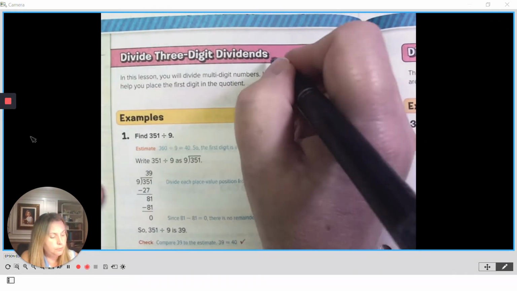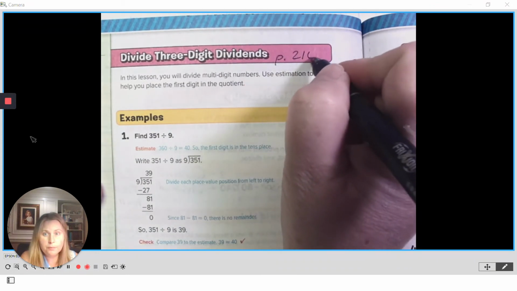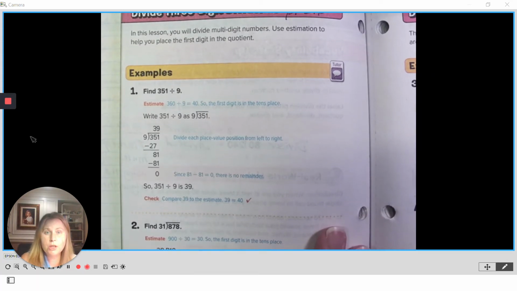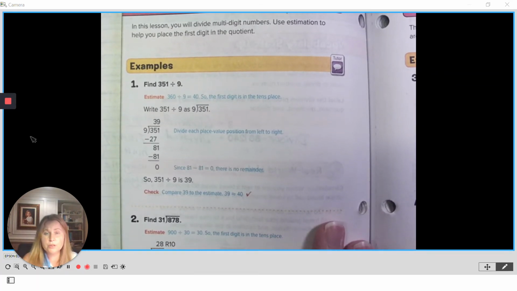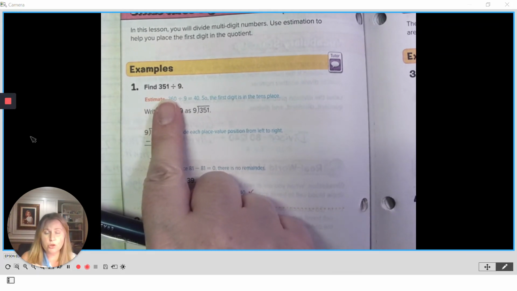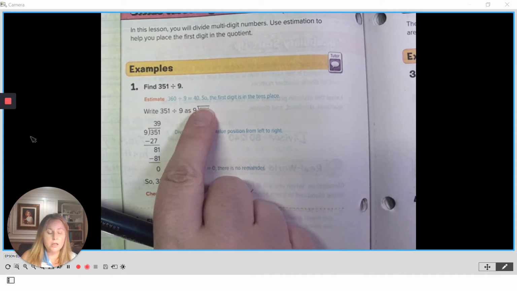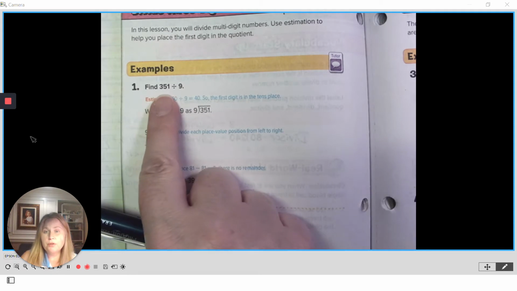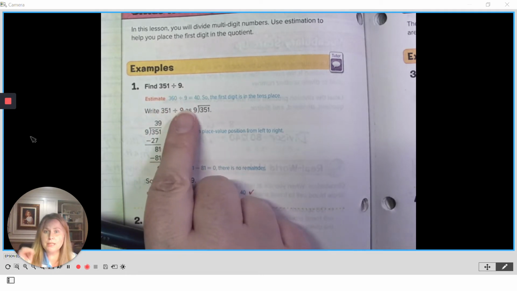So now we're on page 216. In this lesson, you will divide multi-digit numbers. Use estimation to help you place the first digit in the quotient. Estimation is a really useful strategy because it helps us to get close and make sure our answer is reasonable. And second, it helps us to get each number that we will need in our problem as we divide it out. So if I have the problem 351 divided by 9, it's really difficult to get to that level of exact precision.